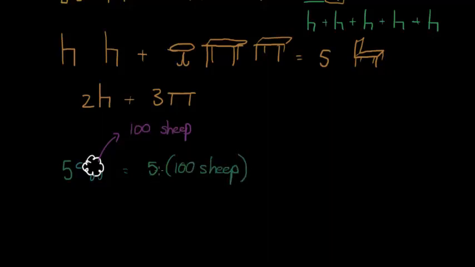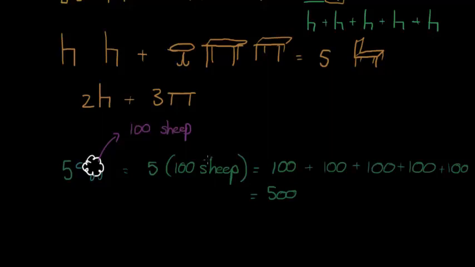Okay, it's actually 5 times 100 sheep. Now, what that means is that I've got 5 herds with 100 each, so I've got 100 sheep plus 100 sheep plus 100 sheep plus 100 sheep plus one more 100 sheep. That's how many sheep I have, and this totals 500. So I've got 500 sheep.